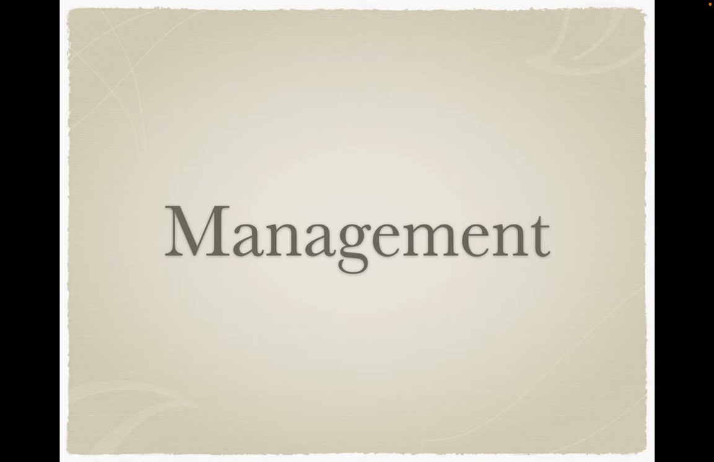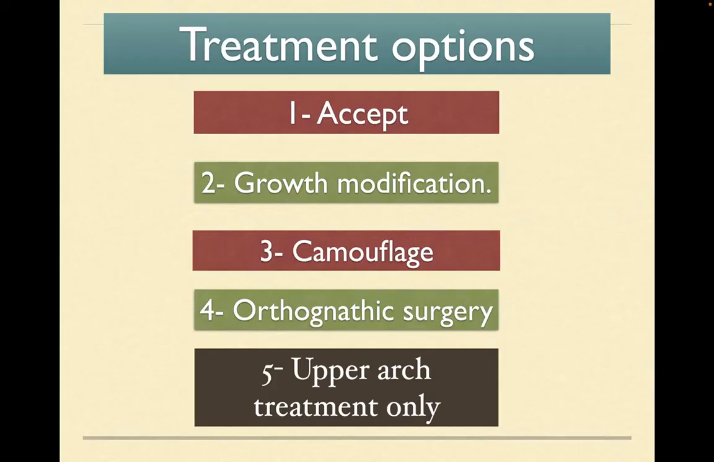So now we covered the features of this malocclusion. What is the management? Always we have four options: accept, growth modification, camouflage, and orthognathic surgery. But in a class 3 we're going to add a fifth one, which is upper arch treatment only, without doing anything for the lower arch, and we're going to see why.